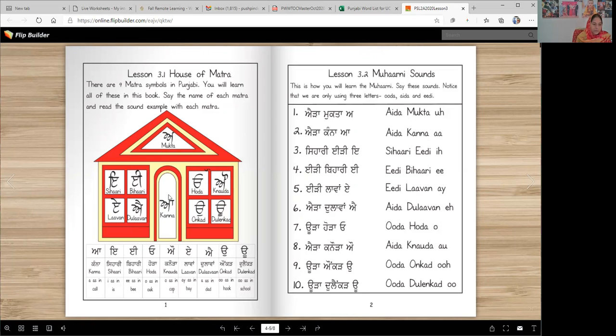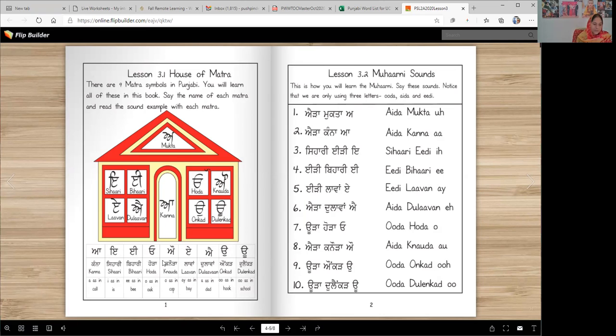Okay? Look at Uda. Uda is used with hora. So when we put hora on Uda, we just leave it open. We don't do anything to it. We don't close it. Leave it open. That means there's Uda on it. Okay. Uda is used with onkar and Uda is used with dulankar. And that's it. Only 3 matras.